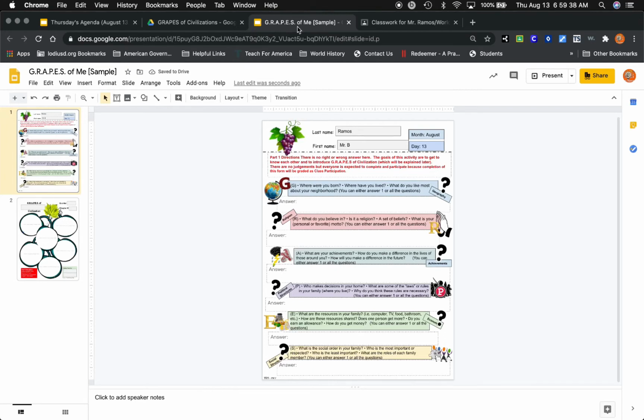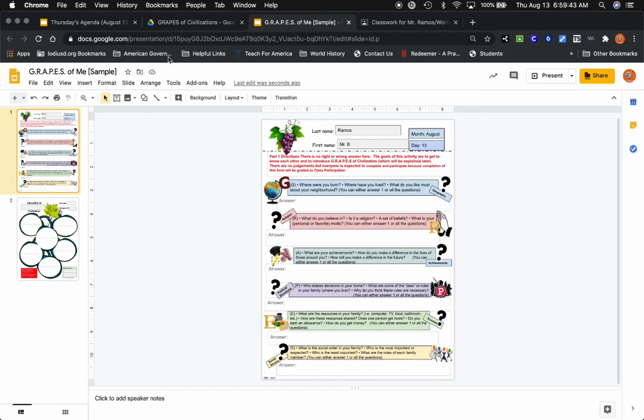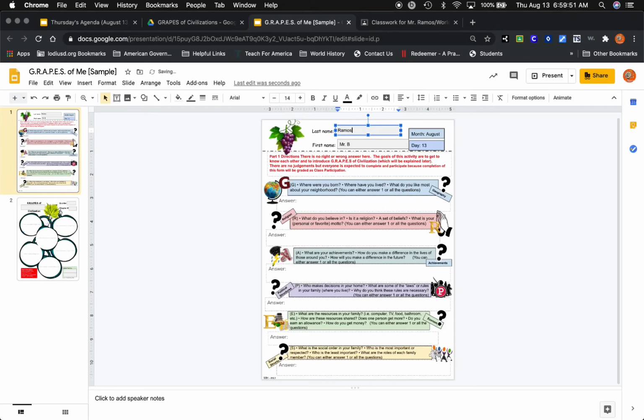But for this one, it is more of a practice, if you may. So instead of a civilization, we will practice with what we call Grapes of Me. What I'm showing you right now is a sample of how you will do the Grapes of Me. So I will do it as if I'm a student doing this assignment. Here's how you do it.